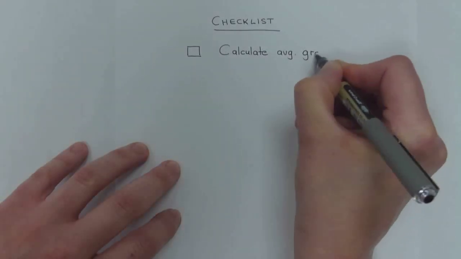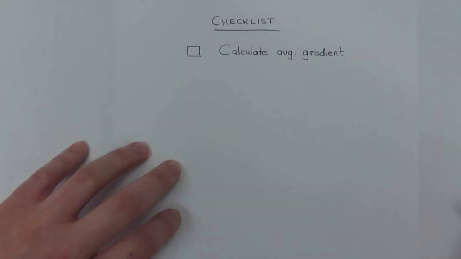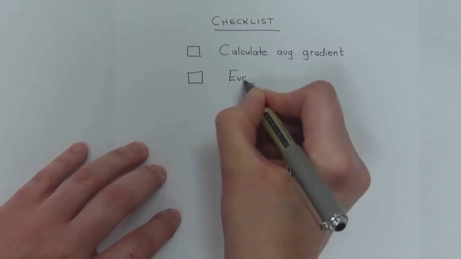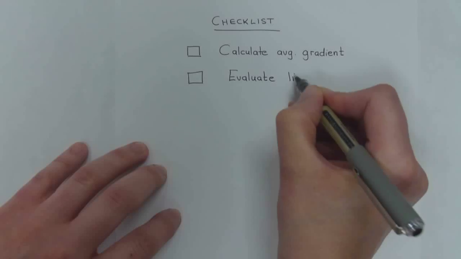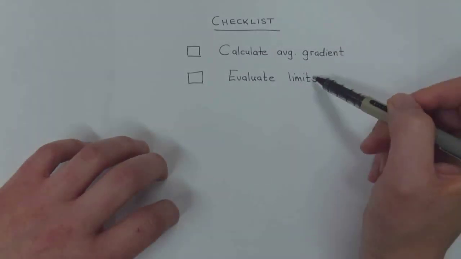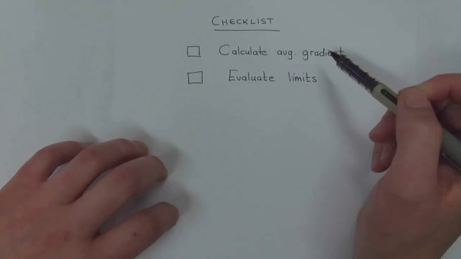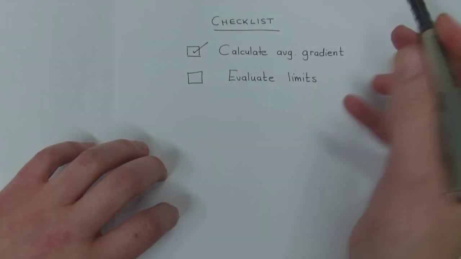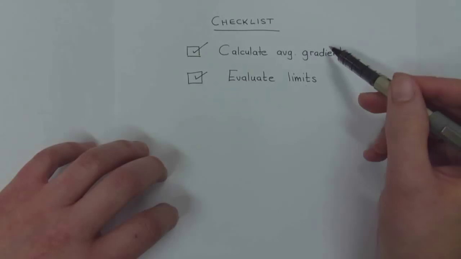That definitely you need to be able to do. Got it. And then you need to be able to evaluate limits. So if I give you a limit, you need to be able to evaluate that limit. And this is pretty much all that I need you to be able to do after you've seen this video. So obviously, if you know I can calculate an average gradient, you can tick that off. And if you can say I can evaluate the limit, you can tick that off. So after this video, this is the goal.